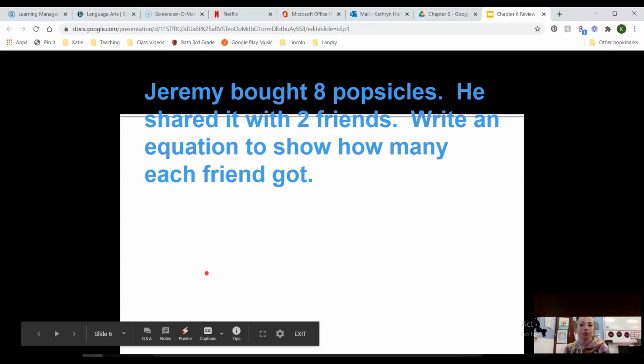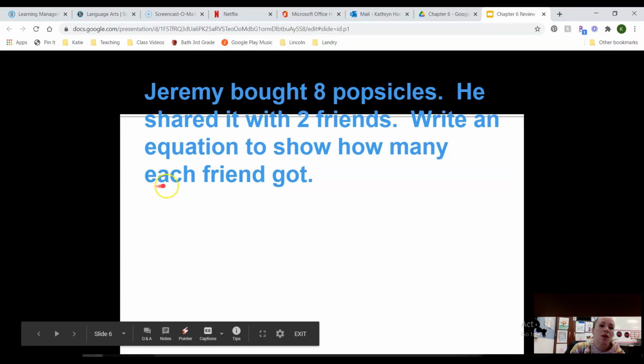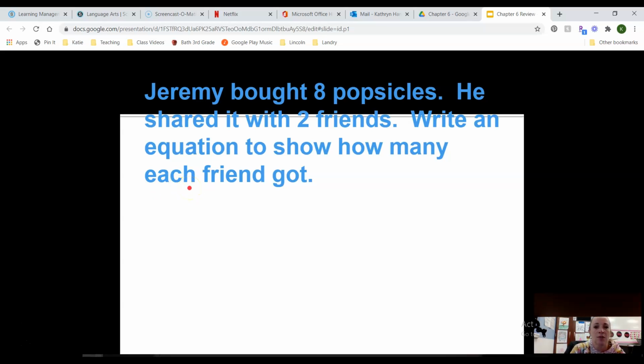Next question. Jeremy bought 8 popsicles. He shared it with 2 friends. Write an equation to show how many each friend got. Let's pull our numbers. We have an 8 and a 2. What are our keywords? My keyword is each in the last sentence. If each is in the last sentence, it is division.